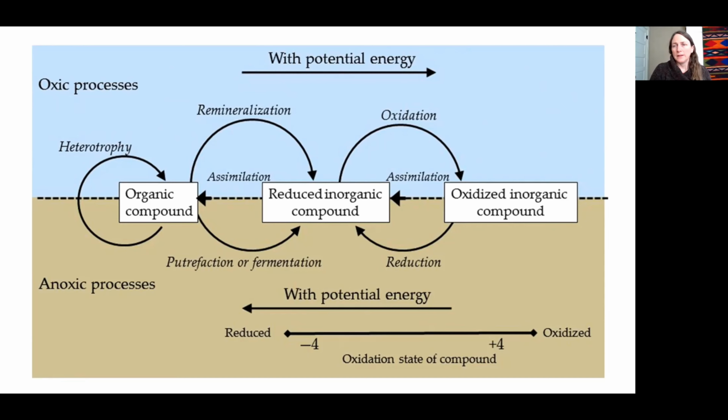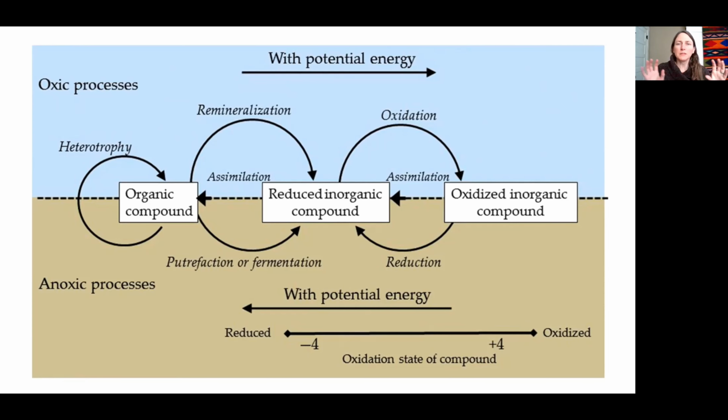Now, when things move in the blue part, in the upper part of the diagram, those are oxidation reactions, and they're moving with potential energy. Okay, so all of those circles are moving with potential energy. In the bottom part of the diagram, in the brown part, if they're moving in the opposite direction, they're moving with potential energy. So taking an oxidized inorganic compound and reducing it, turning it into a reduced form, that's moving with potential energy. However, see how that arrow going from organic compound to reduced inorganic compound is going against potential energy? So things can happen against potential energy, but it means that other inputs of energy are required.